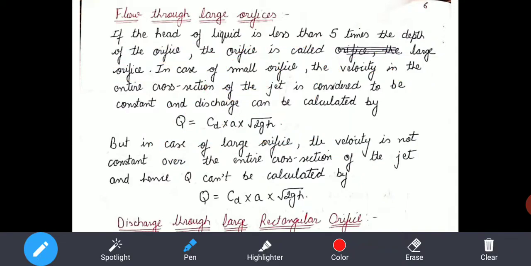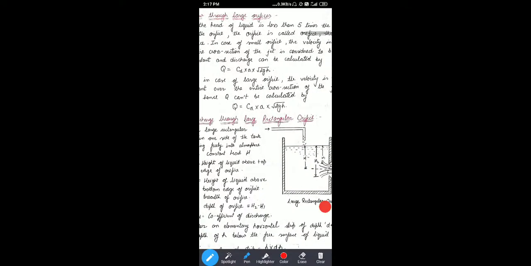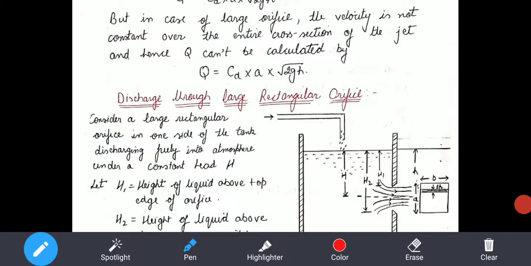But what happens in the case of large orifices? The entire cross section is very large, so the velocity doesn't remain constant. In that case we cannot calculate by this formula, so we have to derive a different discharge formula. We are going to start this now: discharge through large rectangular orifices.